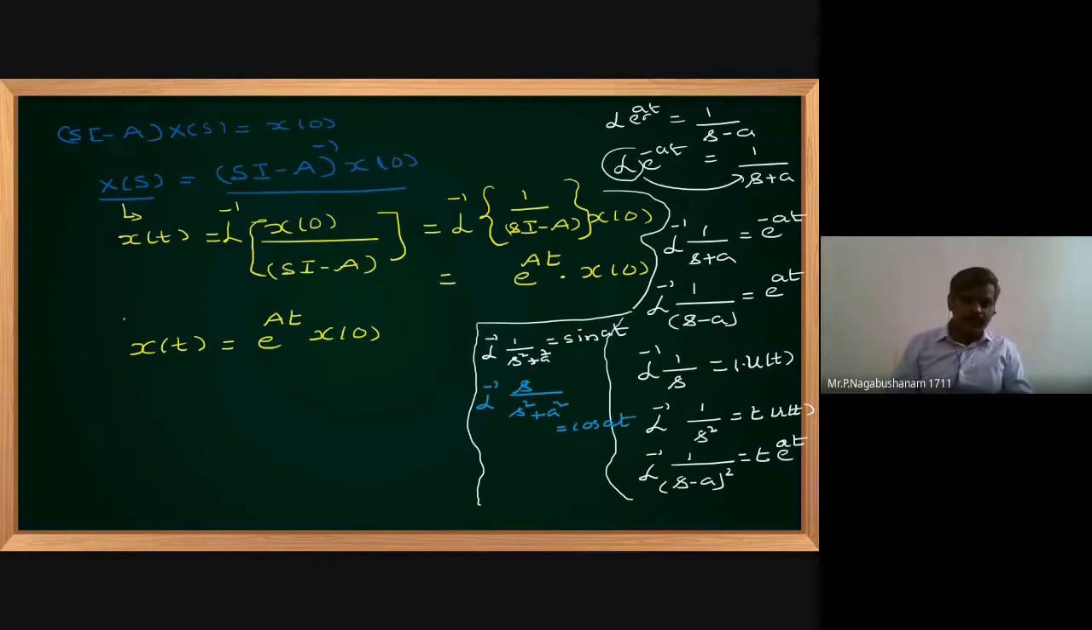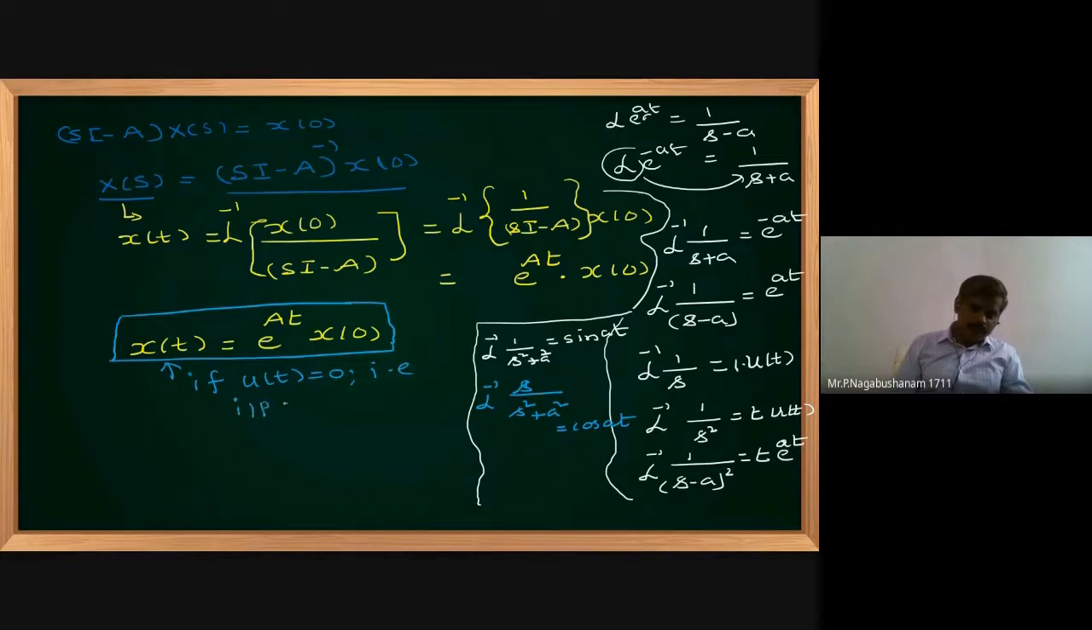Okay, you come to this one. This is called the solution of a state equation. This is called the solution of a state equation. Very, very important. When is it possible? In this case, if this is a solution, if u(t) equals 0, that is, input is 0.